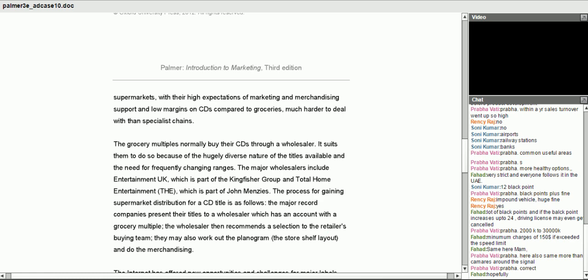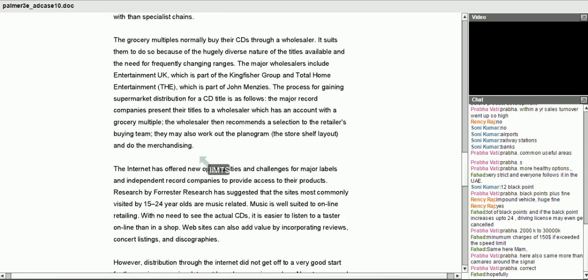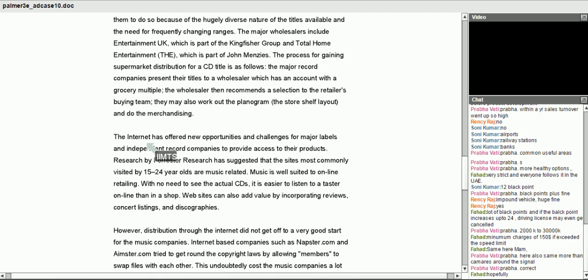The companies present their titles to the wholesaler. Then the wholesaler recommends a selection to the retailer. And then they can think about their planogram. The internet has offered new opportunities and challenges for the major labels and independent record companies to provide access to their products.